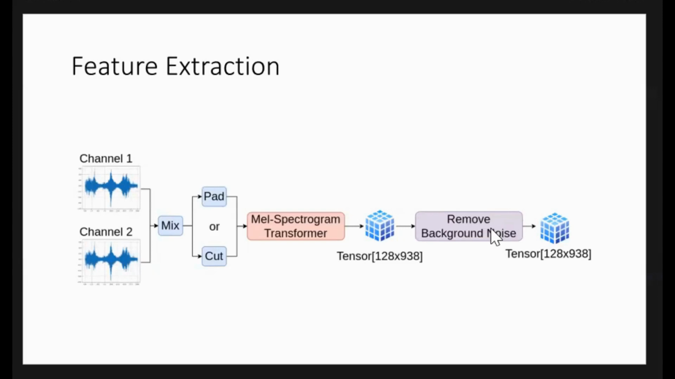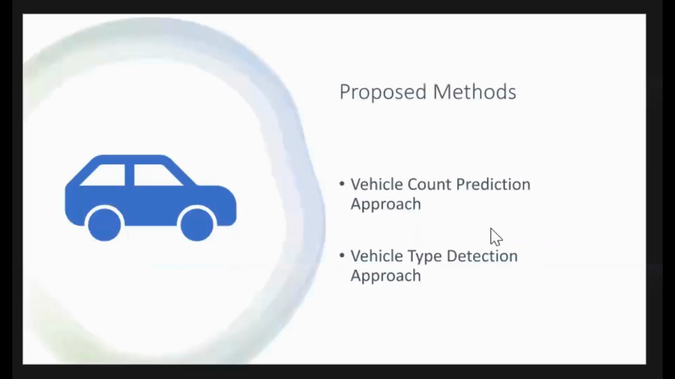First, we check whether our audio clips are 10 seconds or not, and then we extract the mel spectrogram as features. Since our audio data contains environmental noise as well, we try to reduce that by removing the background noise. To get the number of vehicles, we use 2 methods.